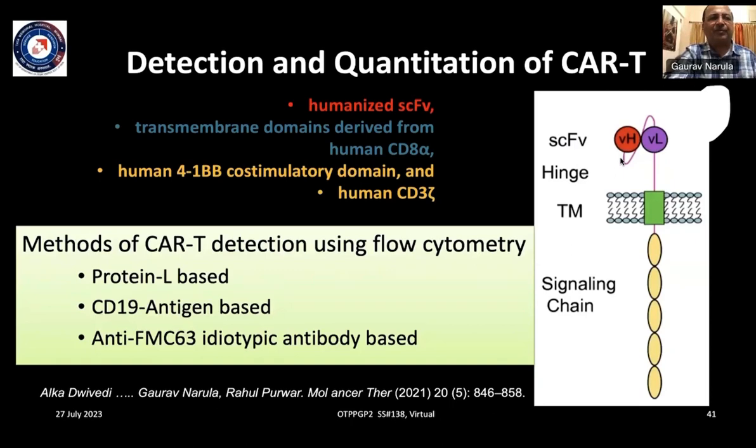So you can have a flow cytometry tag antibody to that and detect it directly with that.